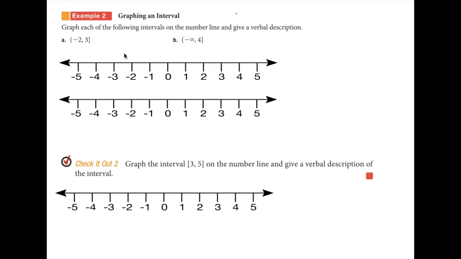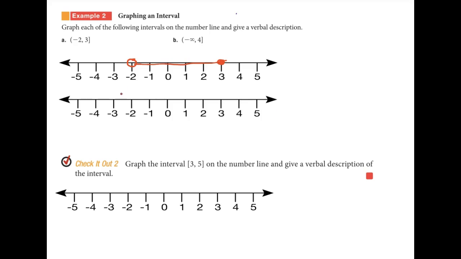Okay, here we have an example of what I just showed you. You're going to graph each of these, so I want to talk you through it. A is from -2 to 3, and -2 is not included. So we start at -2 and we put an open circle on the -2. And then we go up to 3 and we include 3. So it's a closed circle or a dot, and then you're going to put a line in between.